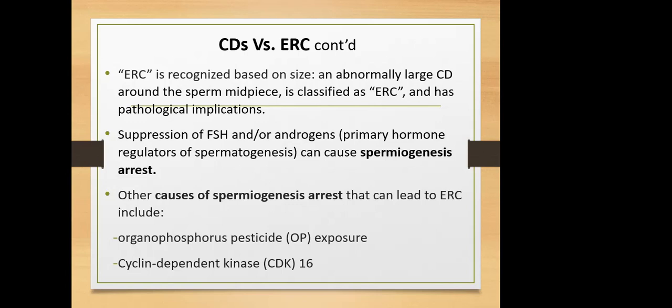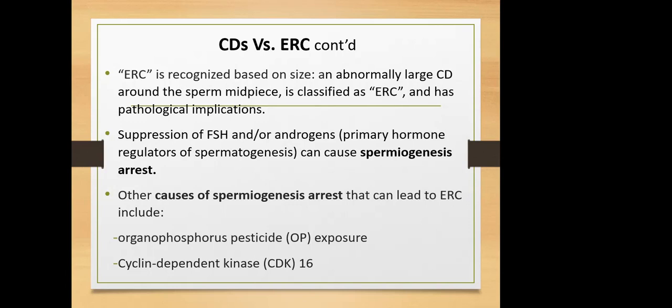Okay. Then we also have what we call cyclin-dependent kinases, CDKs. CDKs are some of the things that are required for normal cell divisions. It's been known, and we have several of them. So we have a particular one I call CDK16. If you lack it, then it becomes genetic. If you lack it, then it can also lead to spermiogenesis arrest.